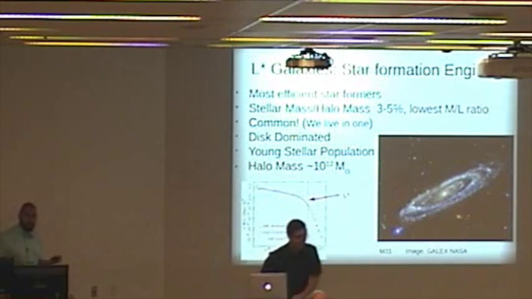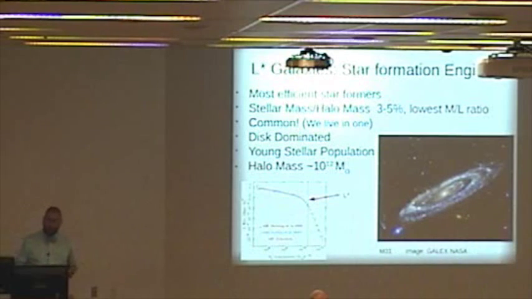They're the most common, most efficient star formers in the universe, and they typically have stellar mass to halo mass ratios of about 3 to 5%. Morphologically, these things tend to be disk-dominated and filled with young stellar populations. We find them in our Schechter function sort of around here at 10 to the 12 solar masses or so.